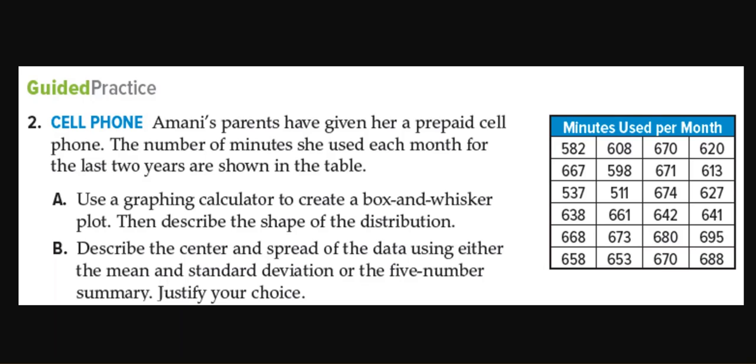So, describing the distribution box and whisker plot, where we have a guided practice question, cell phone. Amani's parents have given her a prepaid cell phone. The number of minutes she used each month for the last 2 years are shown in the table. So, A, use a graphing calculator to create a box and whisker plot, then describe the shape of the distribution. And then B, describe the center and spread of the data using either the mean and standard deviation or the 5-number summary. Justify your choice.